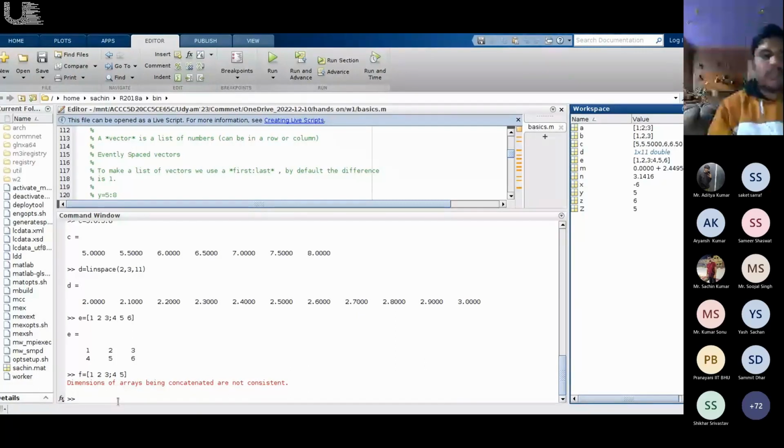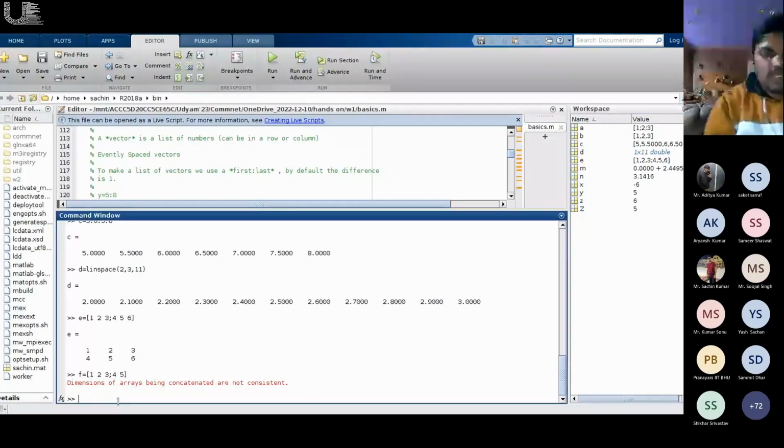So next we will be discussing some functions. Can you please explain linspace again? Linspace, what? I mean how it is printing the values. Can you explain the process?